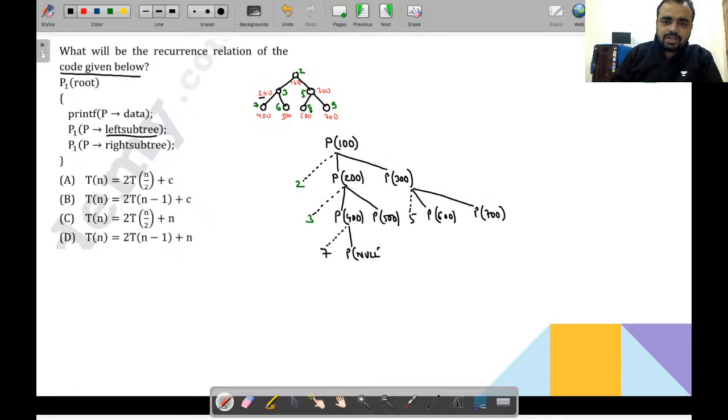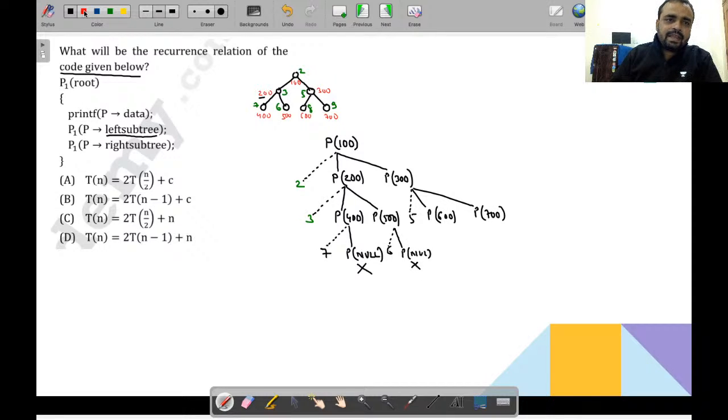Why am I considering the null? Because the left child is nothing. So the node will store the null value and it will be terminated. Similarly, it will print the value 6 and it will just call its left child, which is p of null. So again it will be terminated.